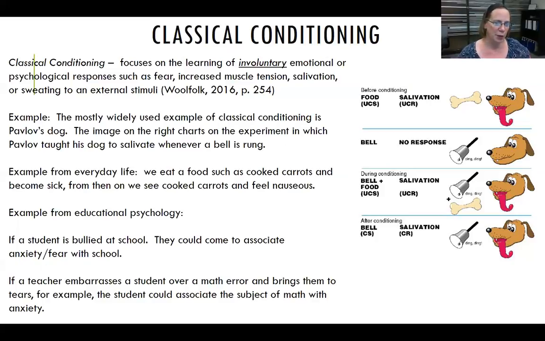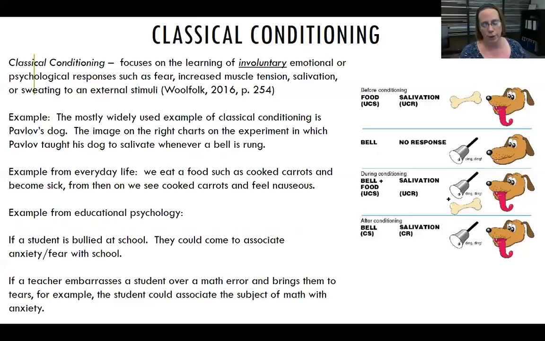Here's an example from educational psychology. If a student is bullied at school, they could come to associate anxiety and fear with school. And so this is actually one of the tip-offs that we espouse for identifying bullying behavior, that we would see that a child is feeling fear and anxiety about going to school. And so we know something's probably wrong. They're making an association between school and something that's fearful, and school really shouldn't be like that.